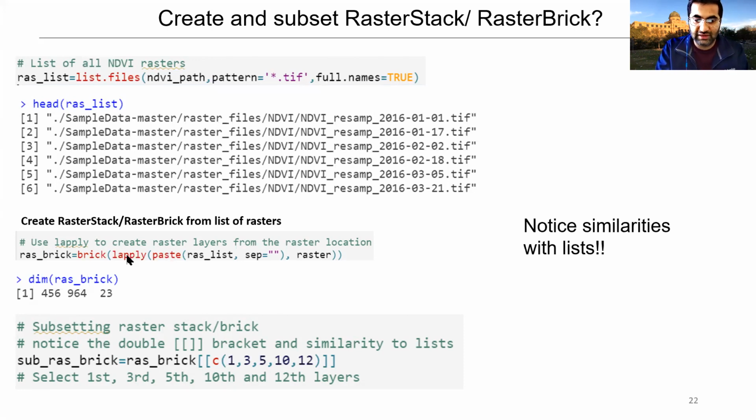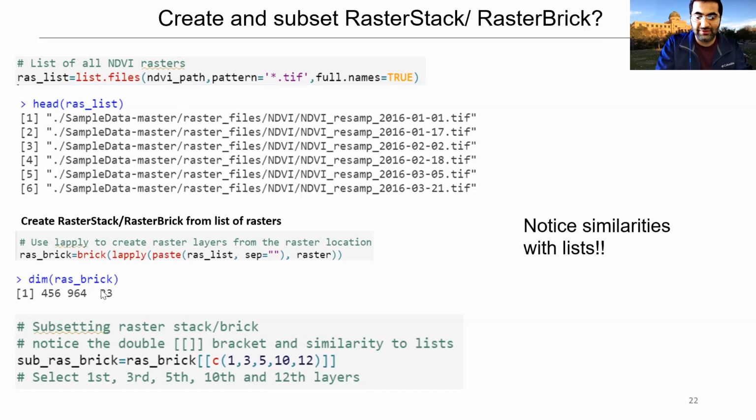So all I have to do is use lapply on this list of raster files and use brick with that. So this will give me a RasterBrick of dimension, as you can see over here, 456 times 964, which is the X and Y dimension. And in that we have 23 layers of different rasters. So all the rasters which were there in this particular path have been converted into a RasterBrick.